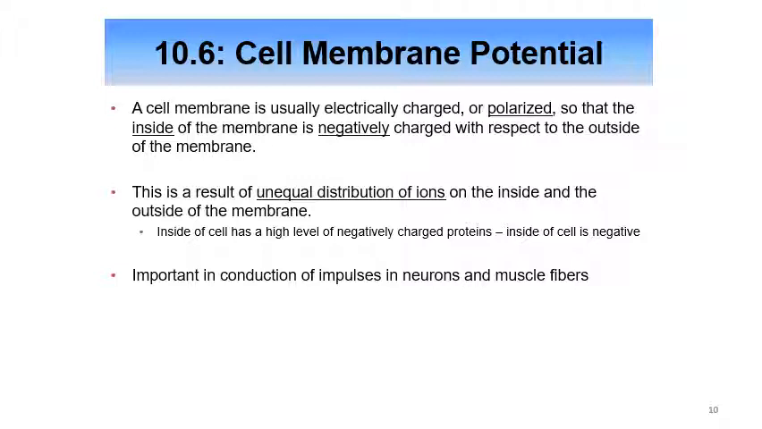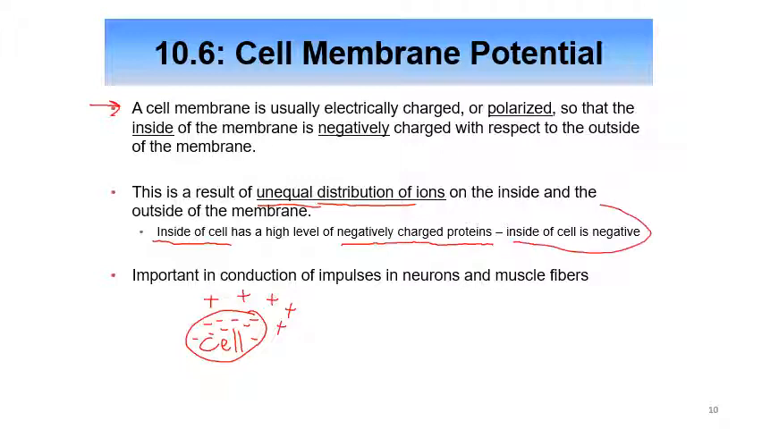Okay, and the next thing here, cell membrane potential. What this really means is that the inside of the cell, and this is true for any cell, not just for neurons, the inside of the cell is always more negative when the cell is resting, and the outside of the cell is more positive. Okay, so this is also called the polarity of the cell membrane, and this is due to the unequal distribution of ions. Okay, so the inside of the cell has a lot of negatively charged ions, negatively charged proteins, and so the inside of the cell is more negative.